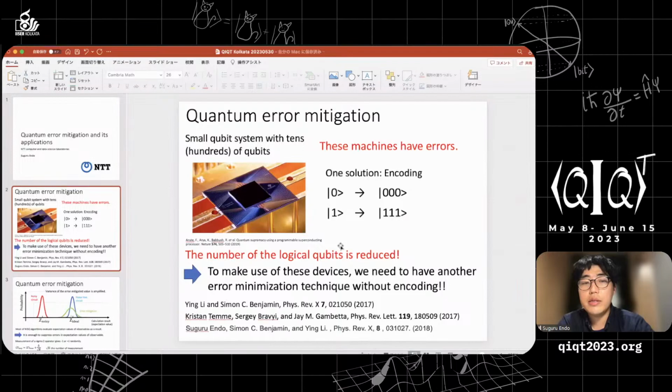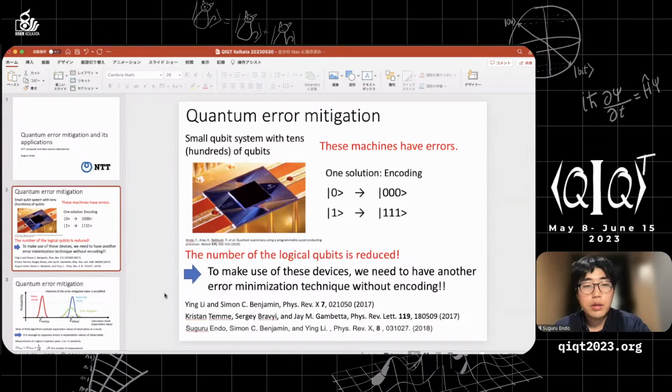When we use this encoding strategy, the number of the logical qubits is reduced. So considering this simple example, the number of the logical qubits becomes 3 times smaller than the original one. And the number of qubits in a NISQ device is restricted. So an alternative technique for reducing errors has been proposed, and that is quantum error mitigation. Quantum error mitigation basically does not use encoding. Actually, there are some methods which use encoding, but basically quantum error mitigation does not rely on encoding.